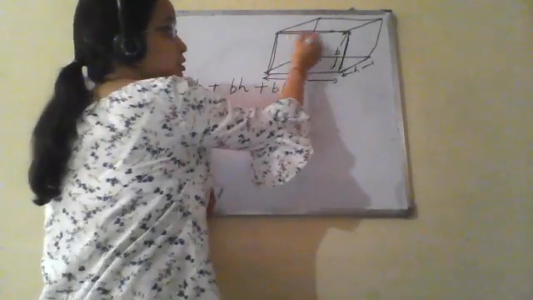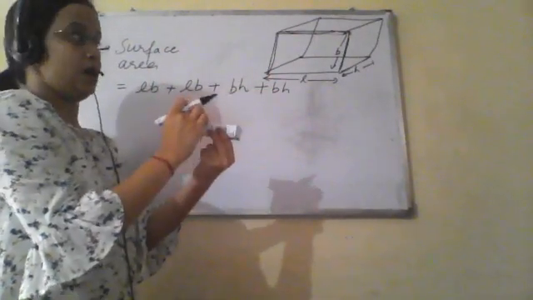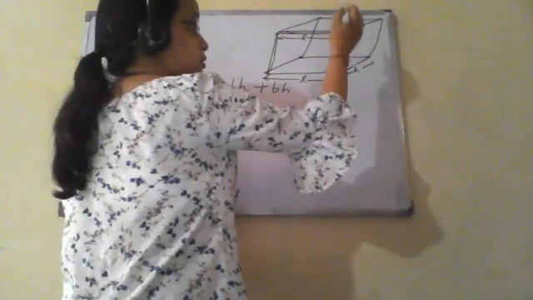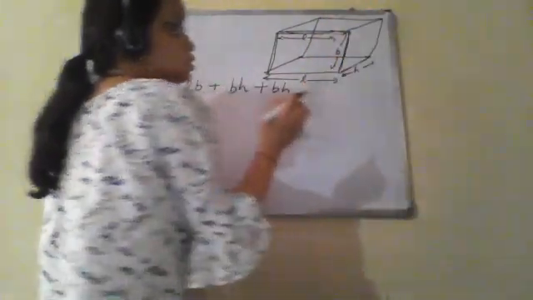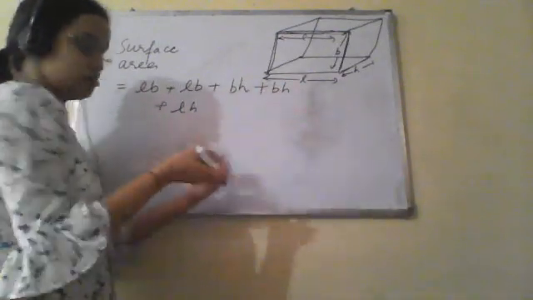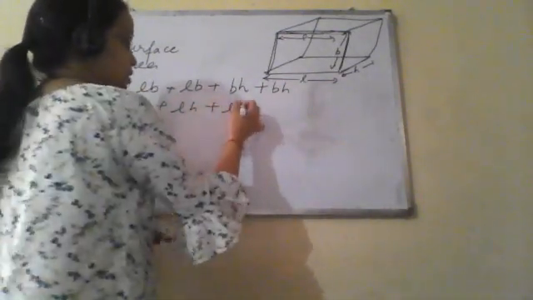Now we talk about this face, the upper face. This is L and this is H. So what will be the area? It will be L into H, and similarly this is the surface at the bottom. So again it will be L into H.